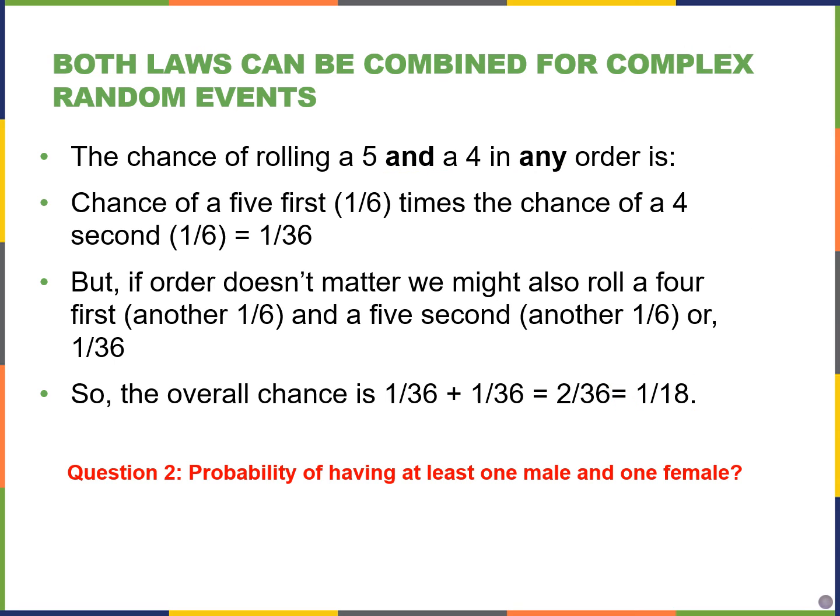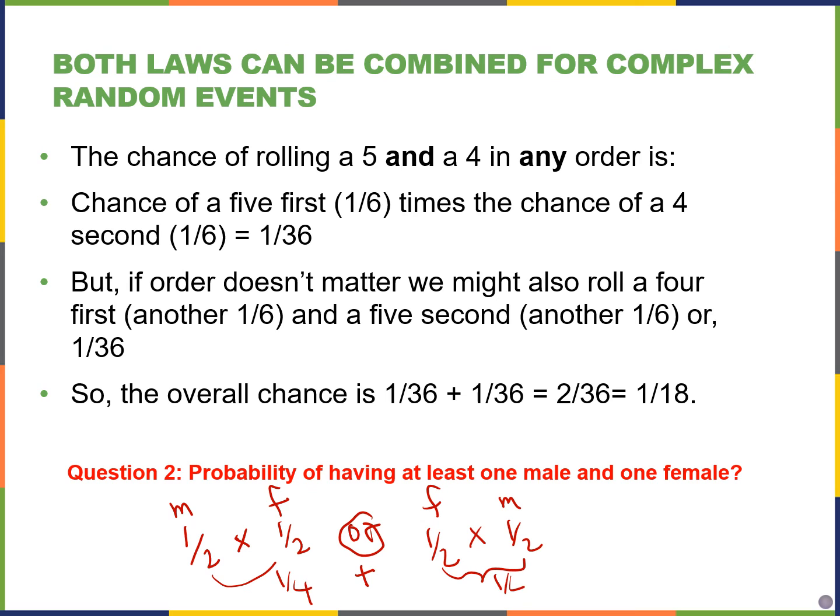Let's try another question that's not in the book. So let's go back to that couple. What if instead they want to have at least one male child and one female child, and it doesn't matter the order? So they could have a male first and then a female. So that's 1/2 times 1/2. Or they could have a female first and then a male. That's 1/2 times 1/2. So this is 1/4, and then, or, I'm going to add 1/4. So that's 2/4 or 1/2. So the chance is half.